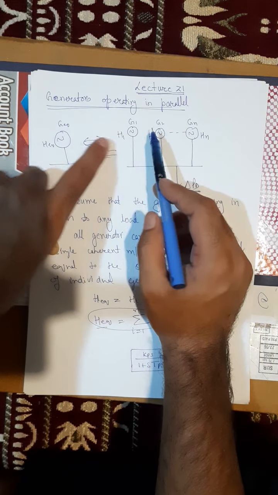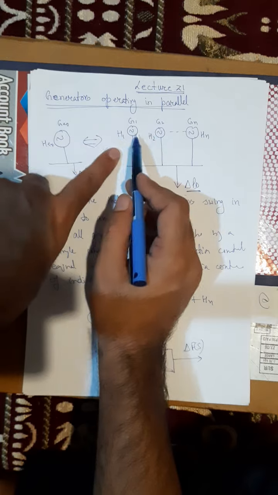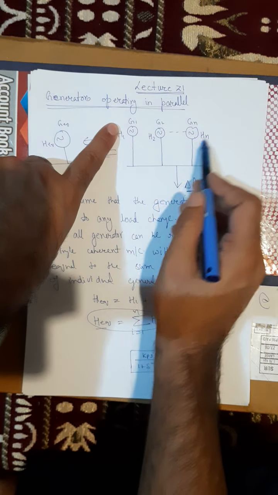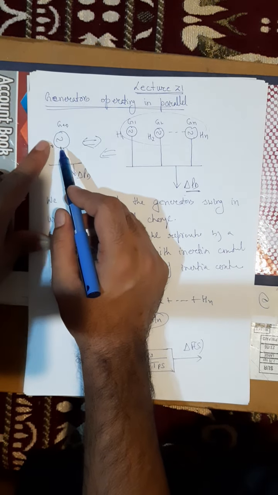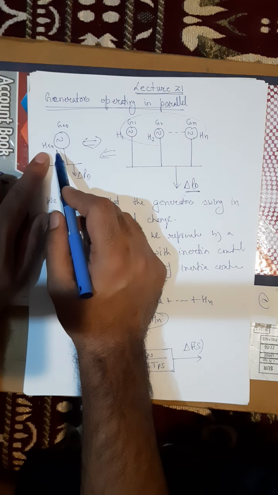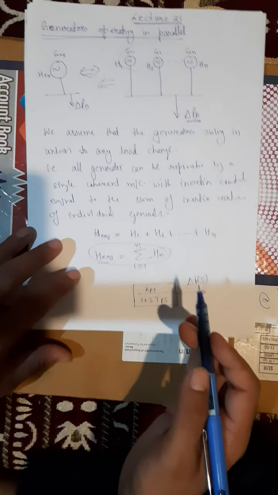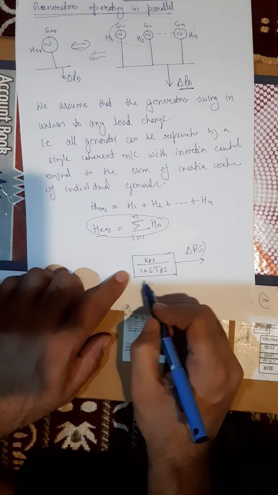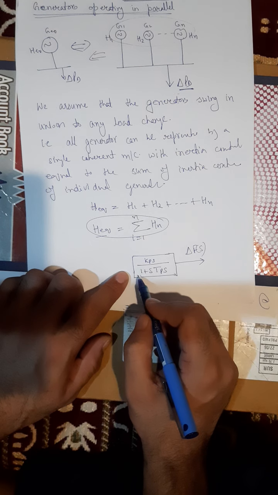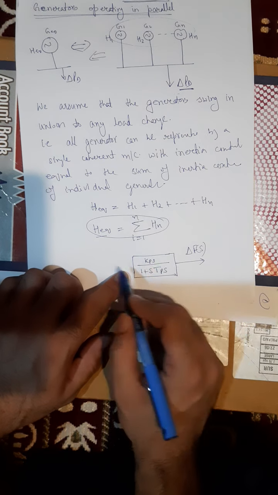Okay, so now I am representing all these machines by a single machine. So I will say this coherent generator is driven by the combined output of the individual turbines. So I'm saying this is a coherent machine. It is driven by the combined mechanical outputs of the individual turbines.